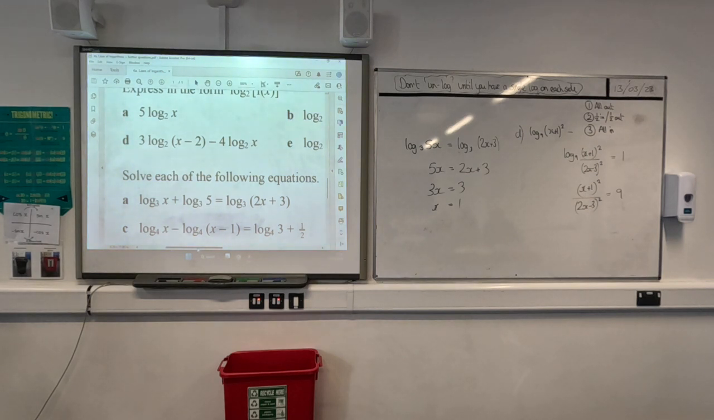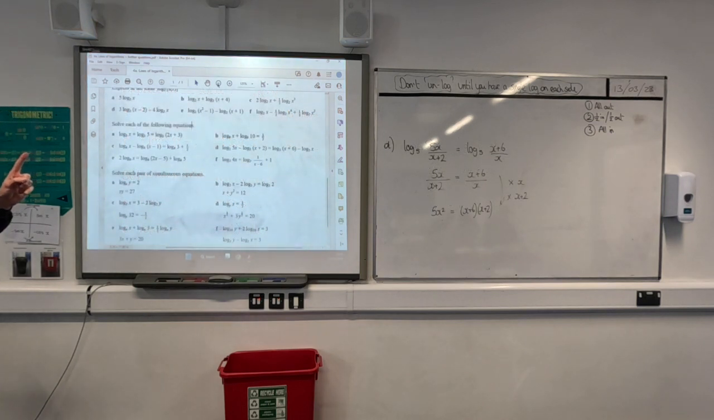Remember, this is much easier than the middle set, because all I need to do is to get a single log on each side. I haven't got to move anything across sides. So see if you can look at question 7 and identify the 2 remaining parts of question 7 which are of this type, all in. And I just want you to do those for me.